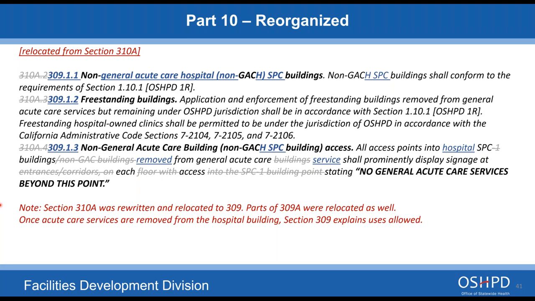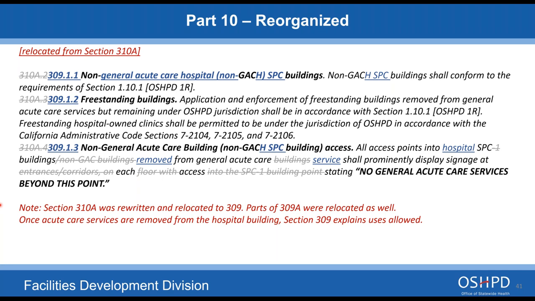It also states what qualifies as a freestanding building, as well as 309.1.3, which is all the access points into a hospital. SPC buildings removed from the general acute care shall prominently display signage at each access stating that no general acute care services beyond this point. So they have to delineate when you're leaving the hospital and entering a non-hospital building. We actually already had confusion with pharmacies that are required to be in the hospital building being relocated in a non-hospital building. So this is to help clarify that point.